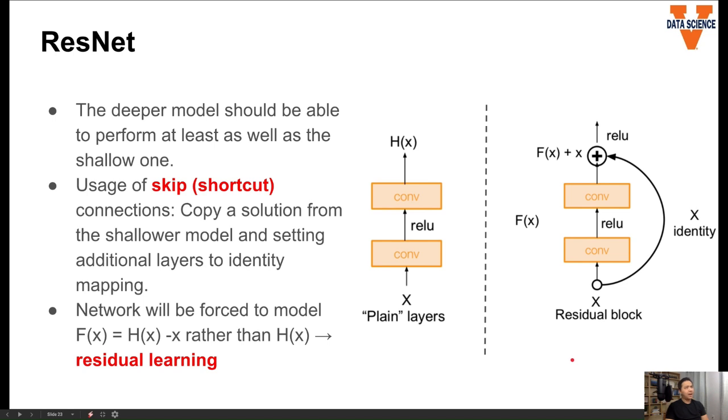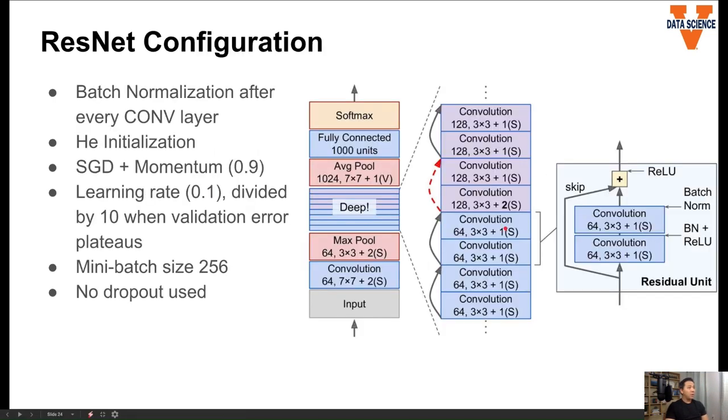So how do you think about it? It's like bypassing all the traffic here to get the signal through a little bit faster, right? Not only that, ResNet uses a lot of different configurations to make their networks efficient. They're the first network to use batch normalization, and use He initialization that we learned before. They use momentum just like AlexNet, and a similar learning rate. Mini batch size grows to 256, but no dropout was used.